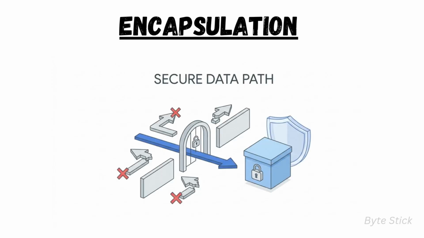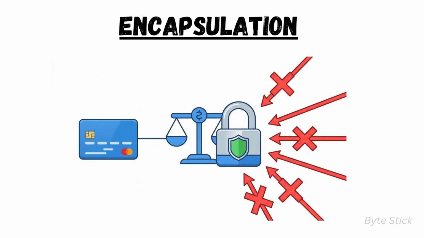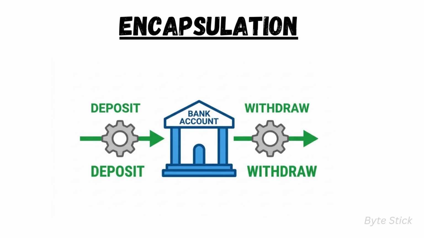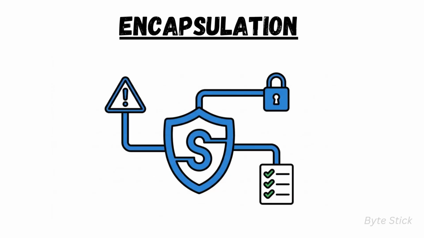In programming, this often means making variables private and allowing access only through carefully designed methods. For example, a bank account should not allow anyone to directly change the account balance. Instead, users deposit or withdraw money through specific functions that verify whether the operation is valid. Encapsulation helps prevent accidental errors, protect sensitive data, and make software more reliable because every change follows controlled rules.